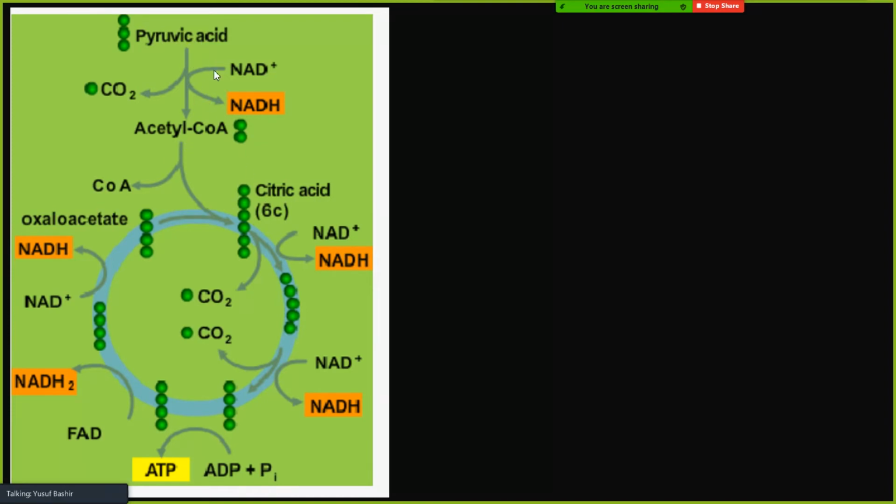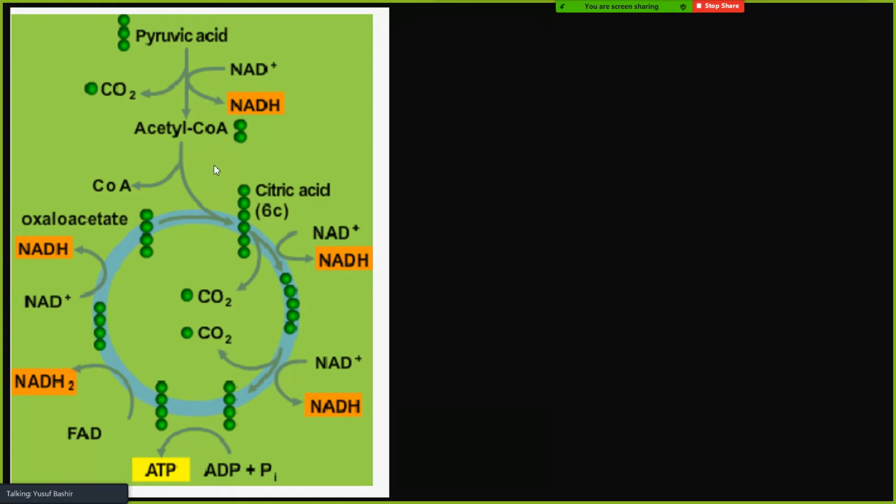Basically, what's happening is the pyruvic acid breaks off one carbon dioxide, which goes away, and then you get one NADH, and then that turns into acetyl CoA. Acetyl CoA is the same thing as pyruvic acid, but it just has one less CO2. This has one less carbon because it lost the carbon dioxide.